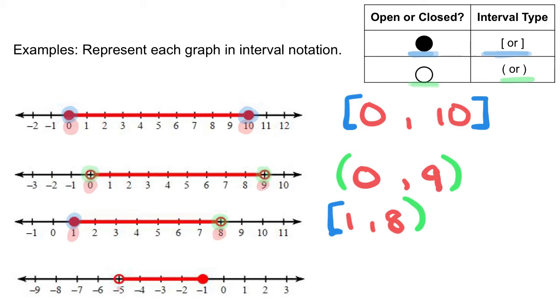For the last one, my two important numbers are -5 and -1. So I'm going to write -5 comma -1, and then I'm going to indicate the bracket type. So the first one I have an open circle at -5, so it doesn't include the -5, which means I would use a parentheses. And then the next one I have a closed circle at -1, so it includes the -1, which means I'm going to use the bracket.